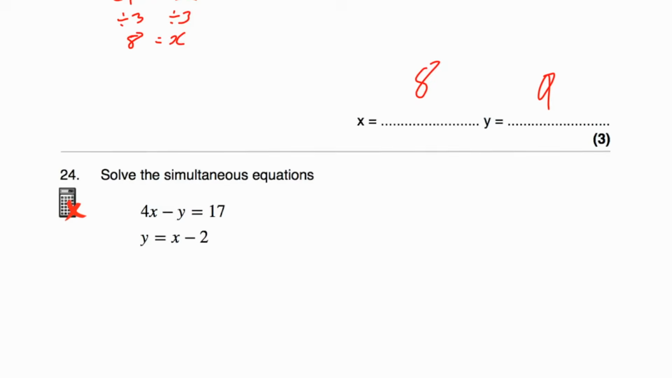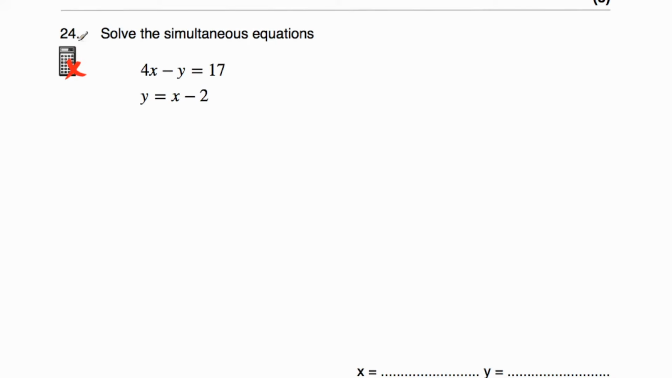Okay, let's look at our next question, number 24. Okay, so question number 24 says, solve the simultaneous equations 4x minus y equals 17 and y equals x minus 2. So whenever we look at these equations, what I notice is I've got our x's and y's on the left hand side of this top one, but on this bottom one we've got y, and then on the right hand side we've got x. So we're going to look at this bottom equation, this y equals x minus 2.